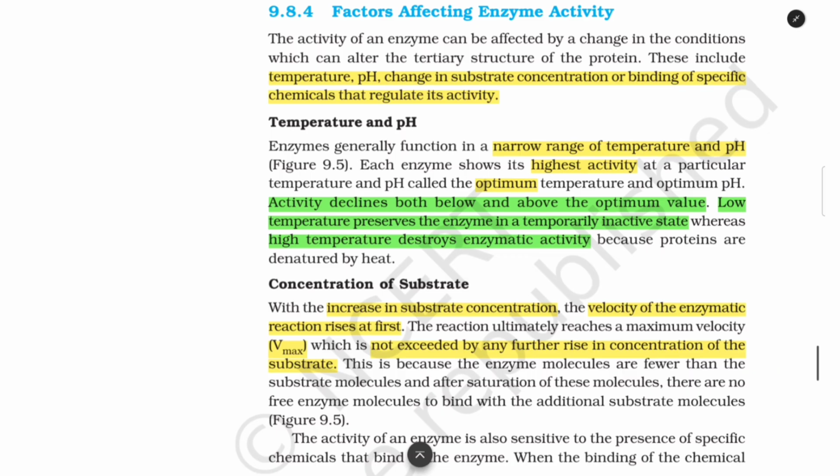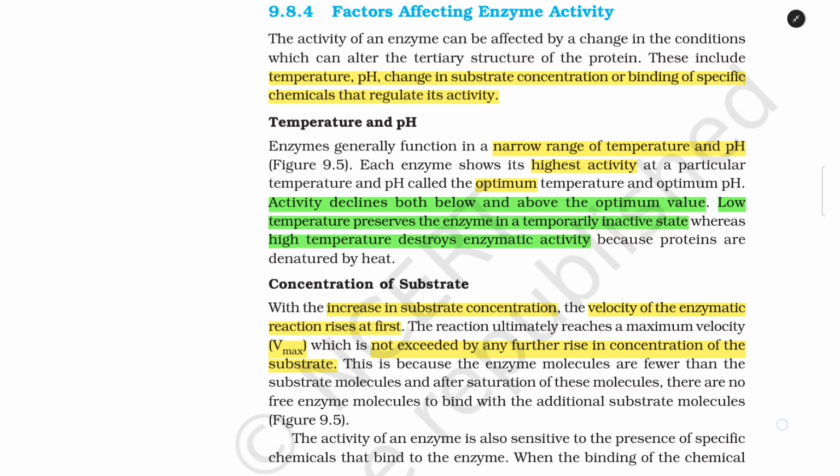9.8.4 Factors affecting enzyme activity. The activity of an enzyme can be affected by a change in the conditions which can alter the tertiary structure of the protein. These include temperature, pH, change in substrate concentration, or binding of specific chemicals that regulate its activity.